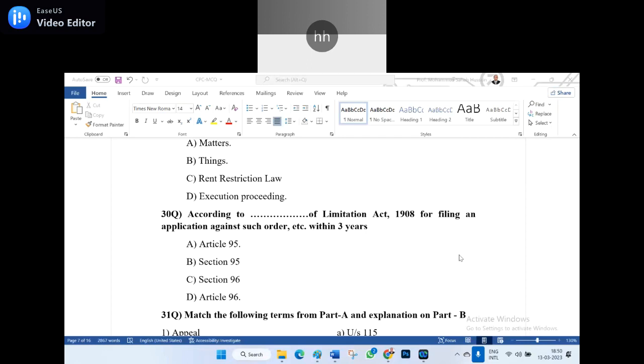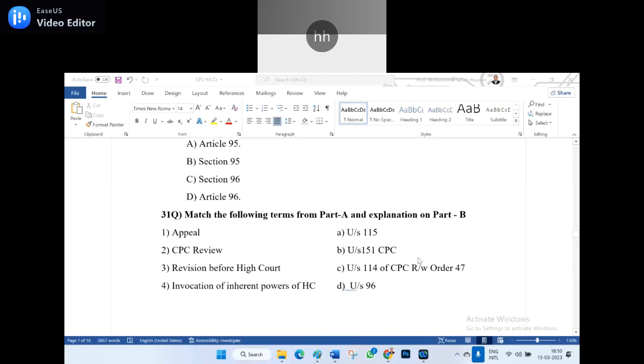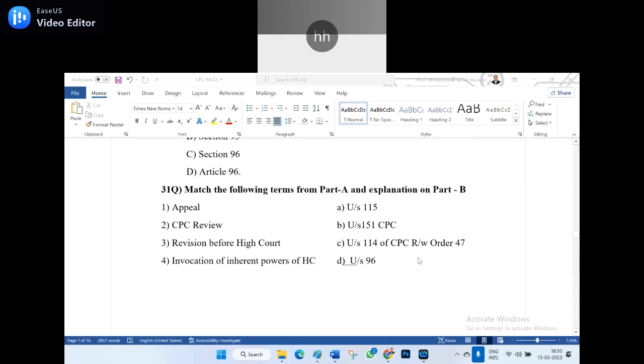Option D, sir. 96. Wrong. It is Option A, Article 95. According to Article 95 of the Limitation Act, for filing an application against such order, etc., within 3 years limitation period. Yes.